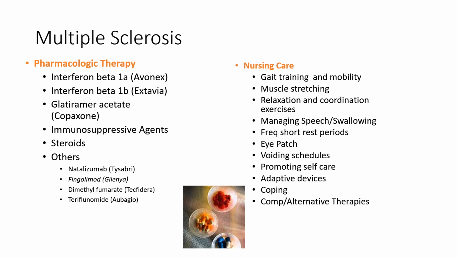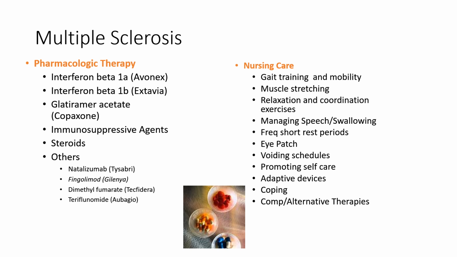Some of the immunosuppressive agents you might see used are prednisone, Imuran, and Cytoxan. These decrease the number of circulating immune cells and slow the autoimmune damage to the axons. Steroids such as Solumedrol may be used for acute exacerbations to decrease the inflammation, but they would not be used long term.